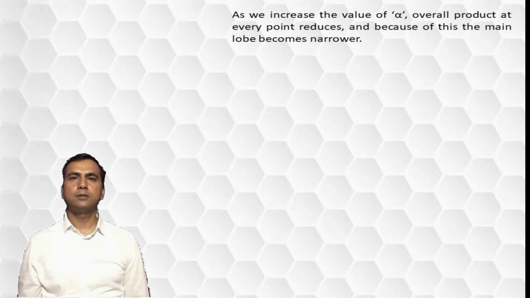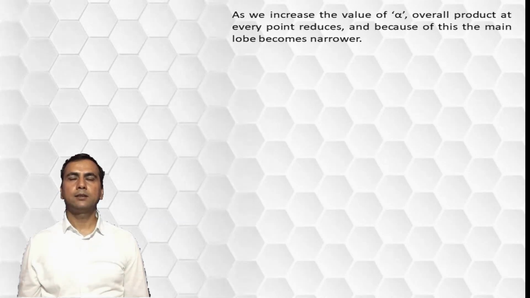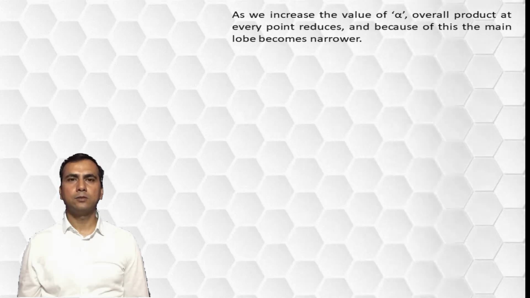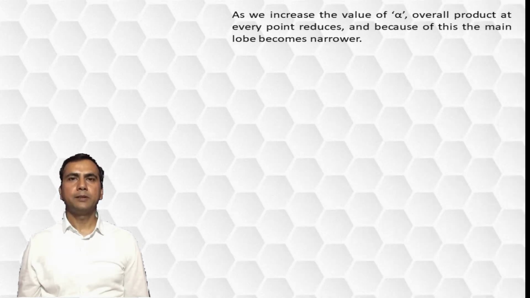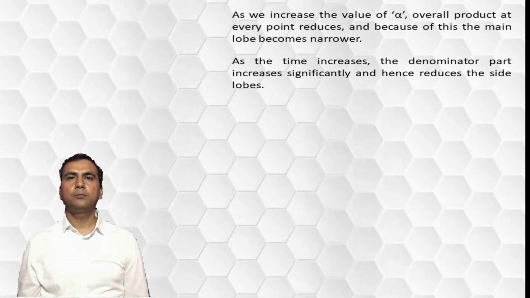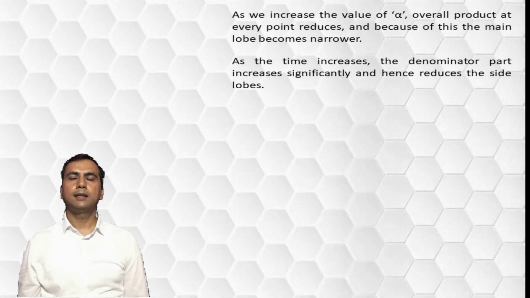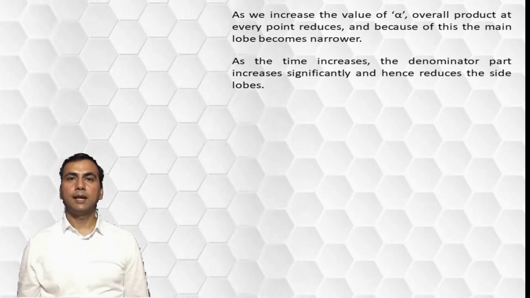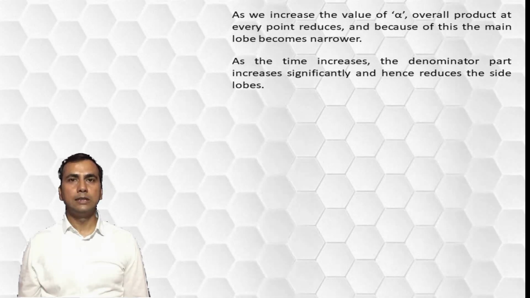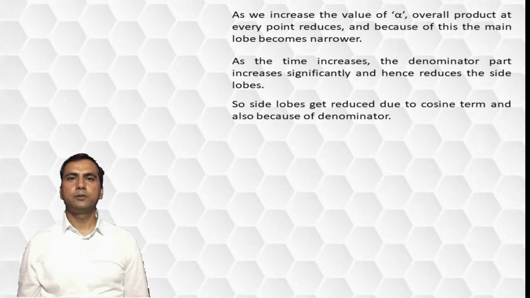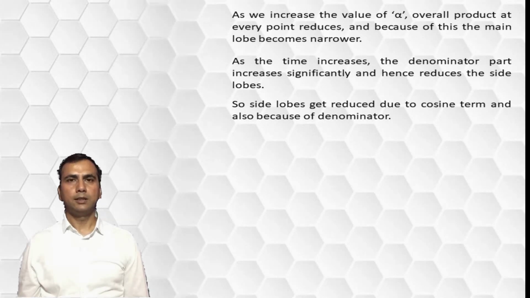We already know how a cosine signal looks. Since the value of the cosine signal is always less than 1, when points on the sinc curve are multiplied with this cosine function, the amplitude of the points decreases. As we increase the value of alpha, the overall product at every instant of time reduces, and because of this the main lobe becomes narrower. Now if we observe the denominator, as the time increases, the denominator part also increases significantly and hence reduces the side lobes. So side lobes get reduced due to the cosine term and also because of the denominator.